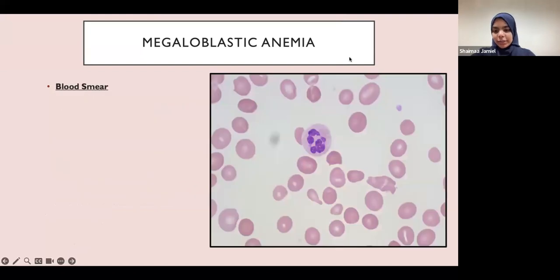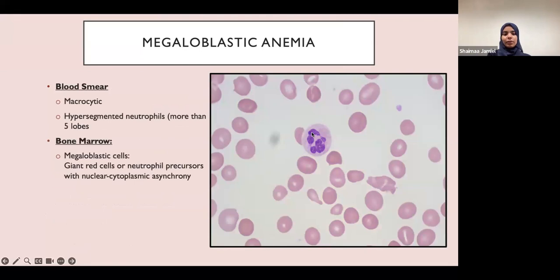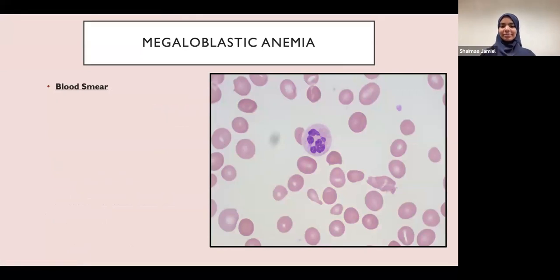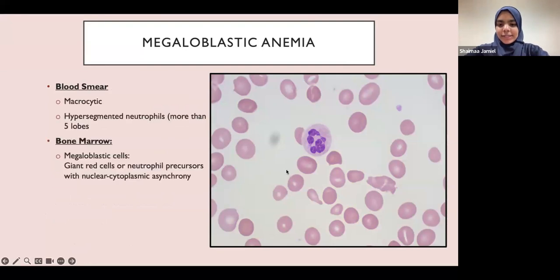Okay, so this is a blood smear. What do you see? A very specific feature of megaloblastic anemia. Yes, this hypersegmented neutrophil. It definitely has more than 5 lobes. 1, 2, 3, 4, 5, 6, 7. So yeah, okay. Hypersegmented, and also you're going to see that the cells are larger in size. They're kind of oval, but there's a lot of large cells in here, okay?